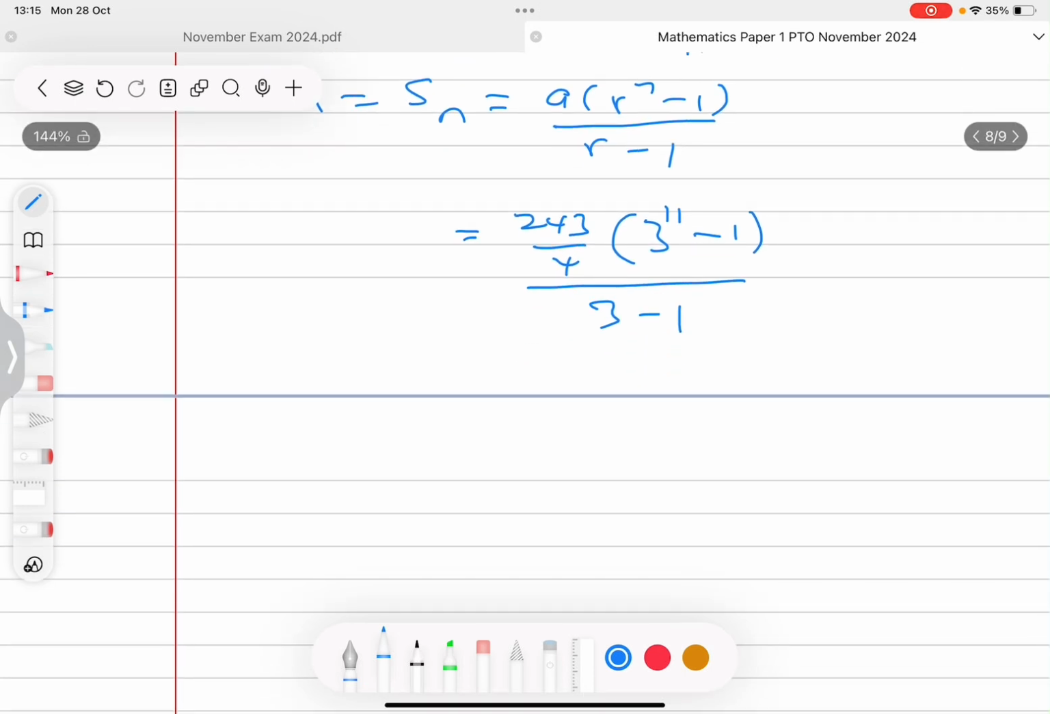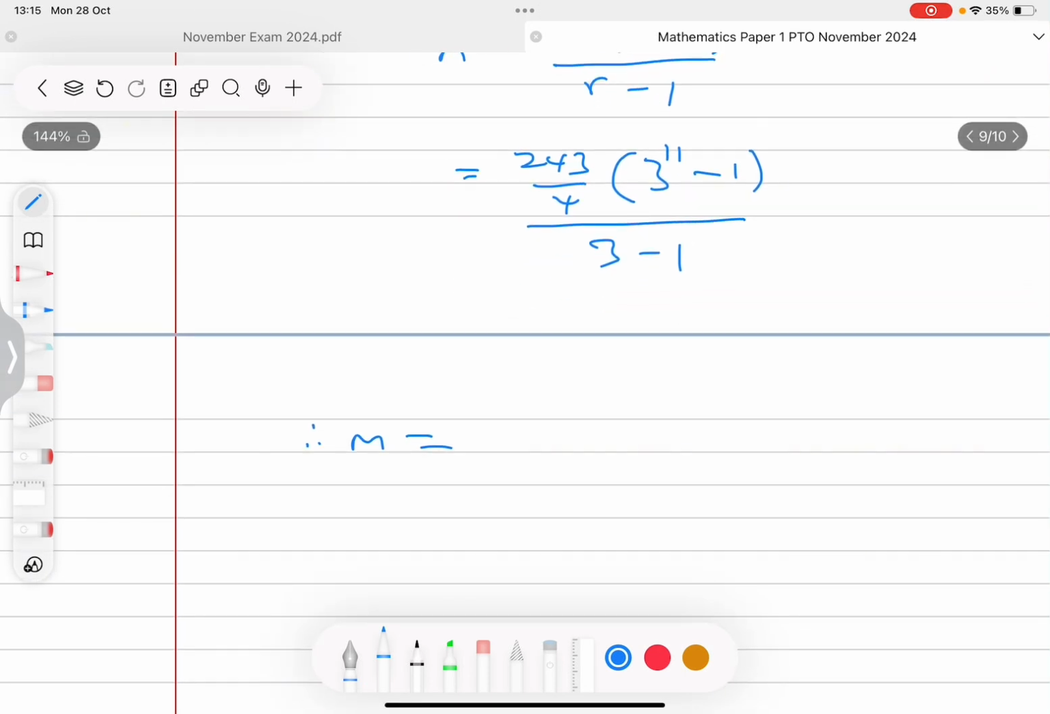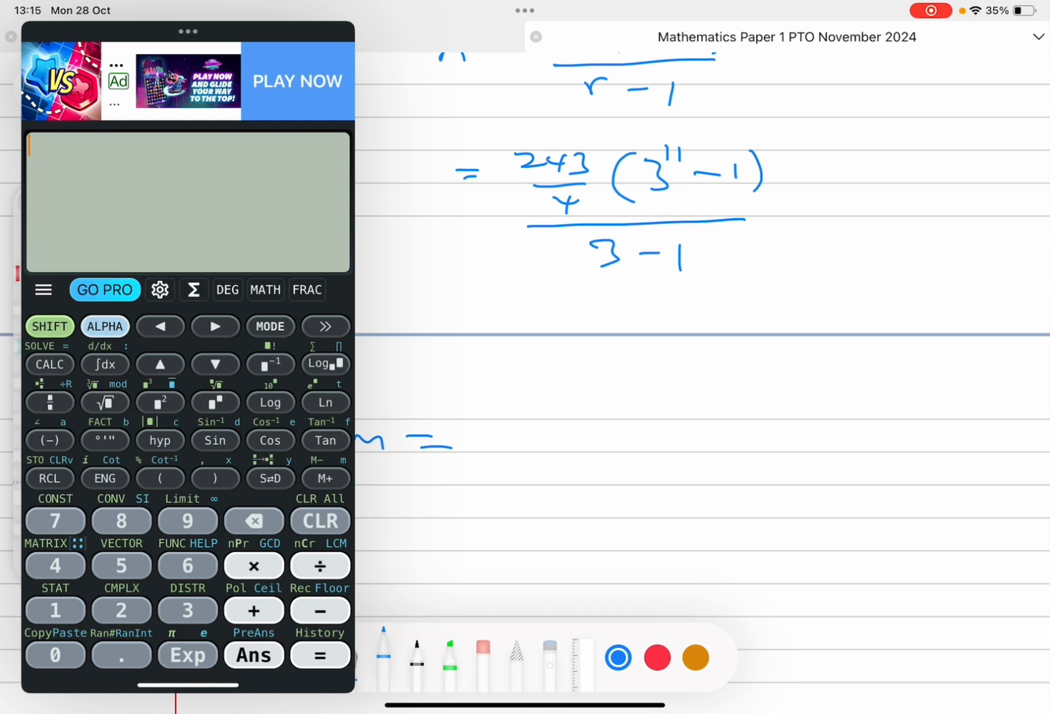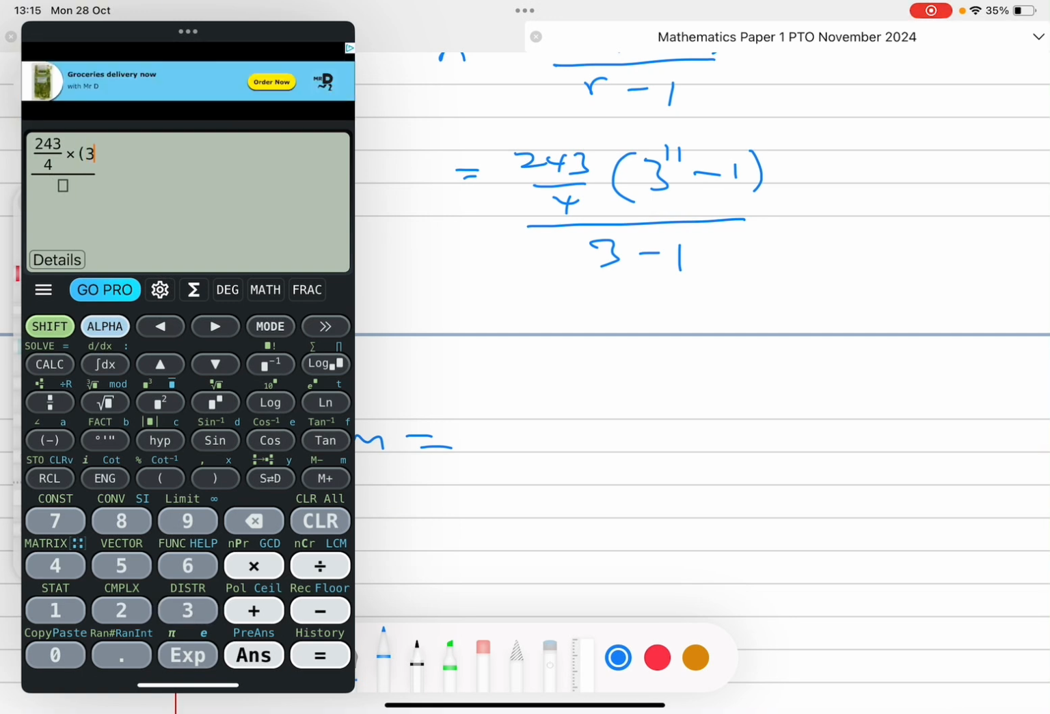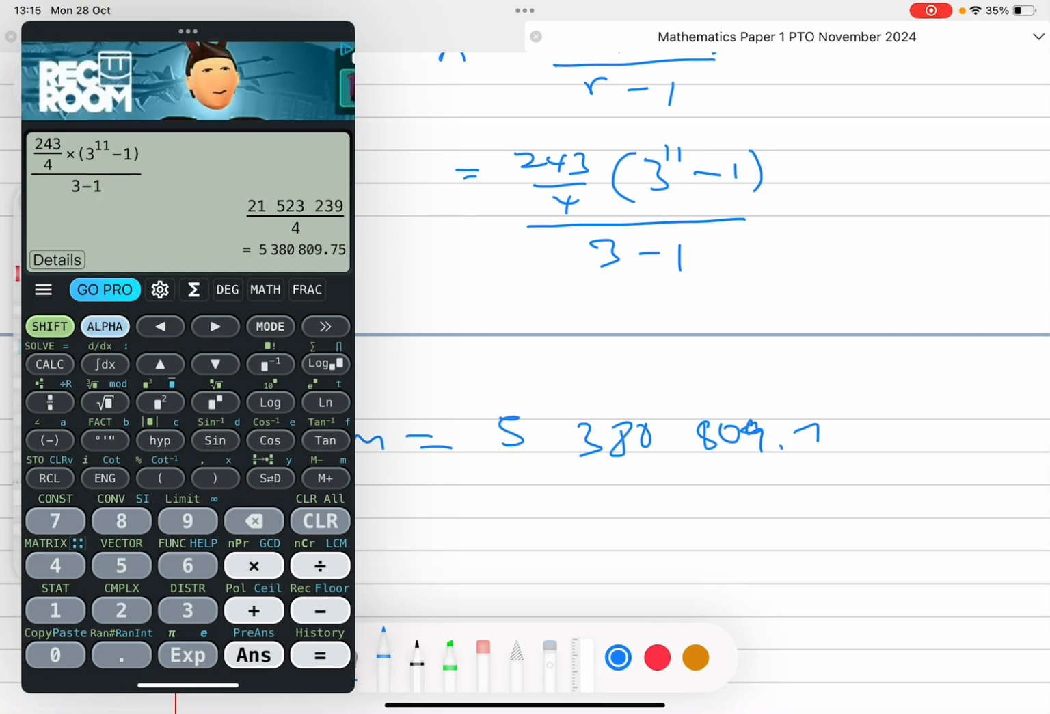Now we'll punch this in a calculator. Therefore, m is equal to, remember m is the sum here. So we'll punch this in a calculator so that we have 243 over 4 bracket 3 to the power 11 minus 1 over 3 minus 1, and this gives me a 5,380,809.75, right?